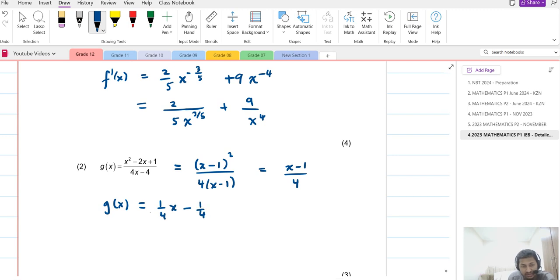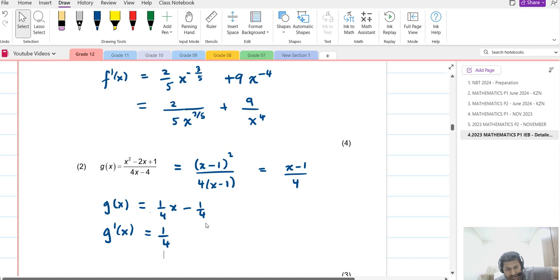Right, so now you're finding g prime x. g prime x is 1 times quarter is quarter, and take away 1 from the power, you're just going to be left with quarter, because 1 minus 1 is x to the power 0. I hope you understood that, guys.